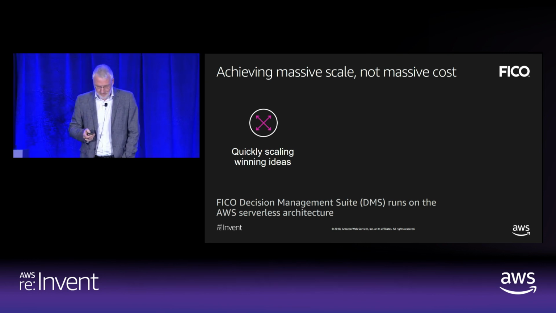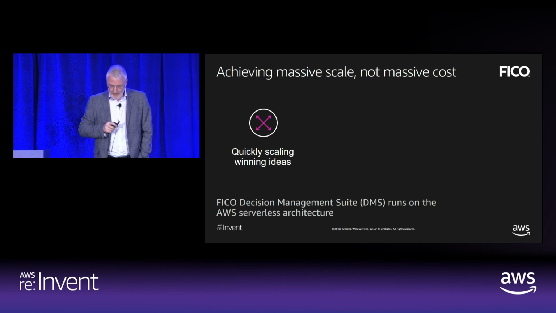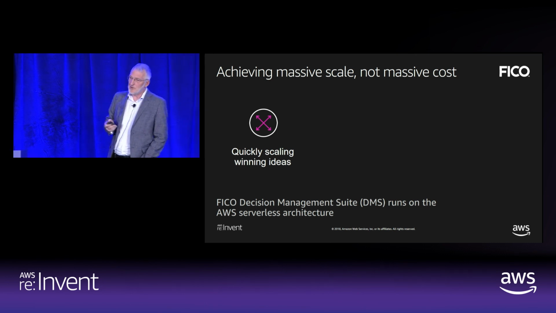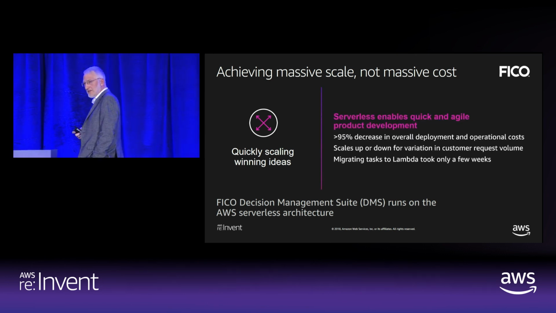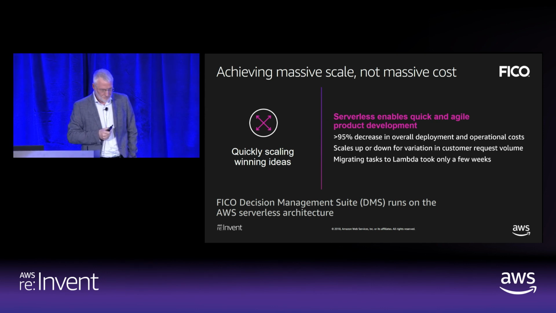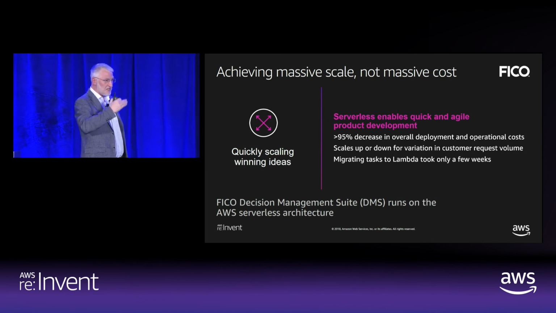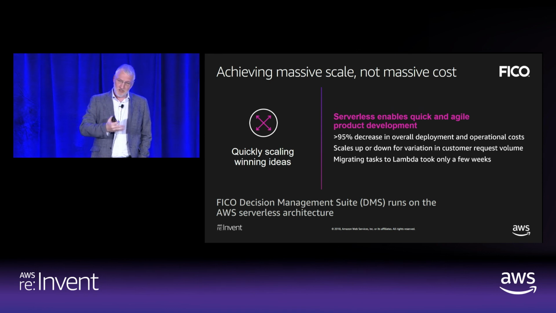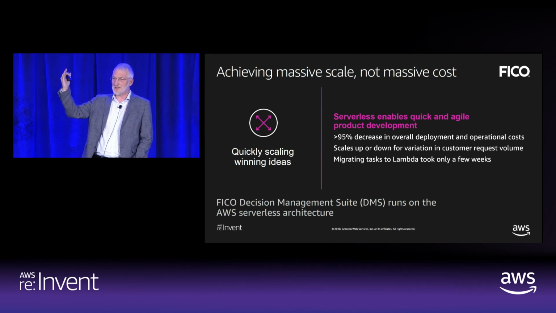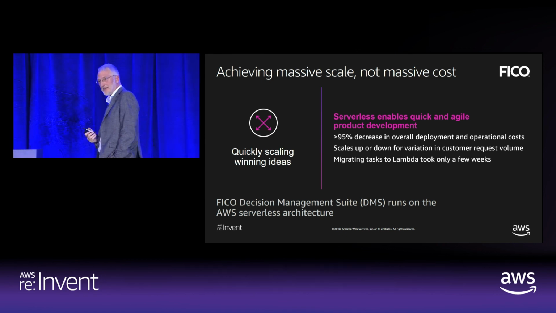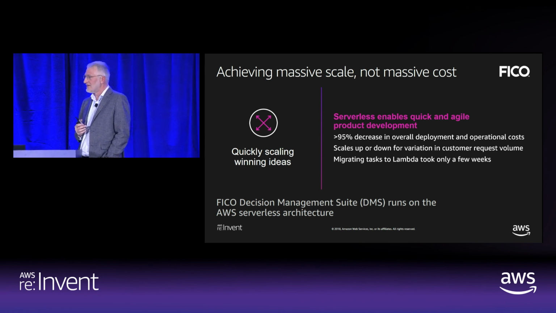FICO had a problem, which was their daily utilization was between 10,000 and 300 million users, transactions. And so this variability was really hard. In a traditional world, you have to provision for the worst case. So you have to provision for 300 million, even if only 10,000 events occur.